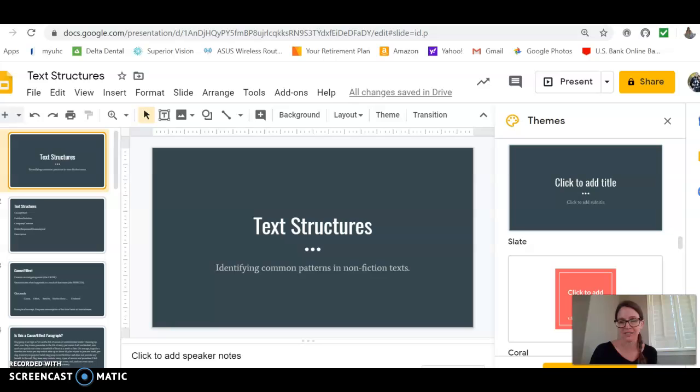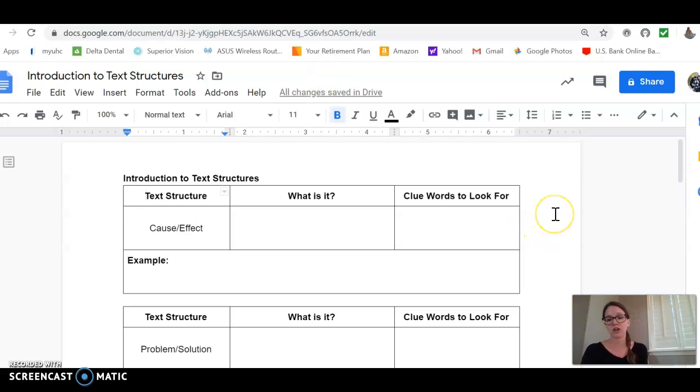First things first. When you go into Google Classroom, you'll notice that you've got an Introduction to Text Structures note page. You've got a couple of options here. If you do have access to a printer, you're welcome to print out this document and copy in your notes as we go. If you don't have access to a printer, I promise it's okay. You can simply record this information on a separate piece of notebook paper or even a piece of printer paper. Either of those options will work perfectly fine.